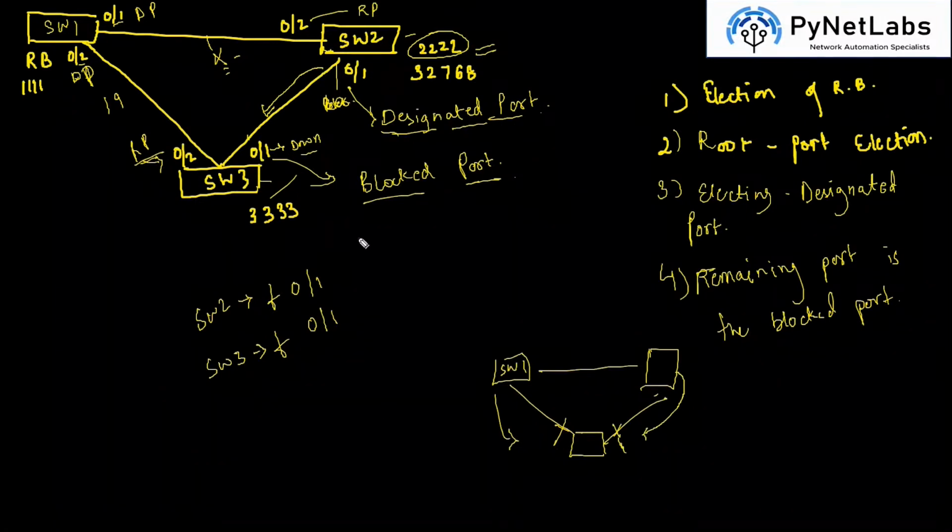So what exactly we have done here, or what exactly STP does, is they block one port in a topology, and that is done basically to avoid the loop of data transmission. So in this case, we blocked FA01, this port. Okay, so we have blocked this port. And I hope you guys are clear till root port election.